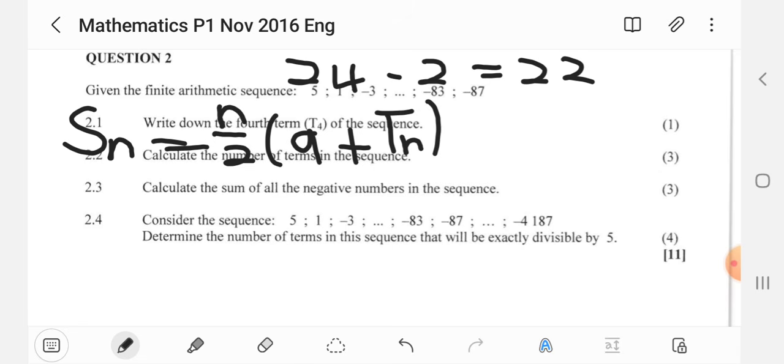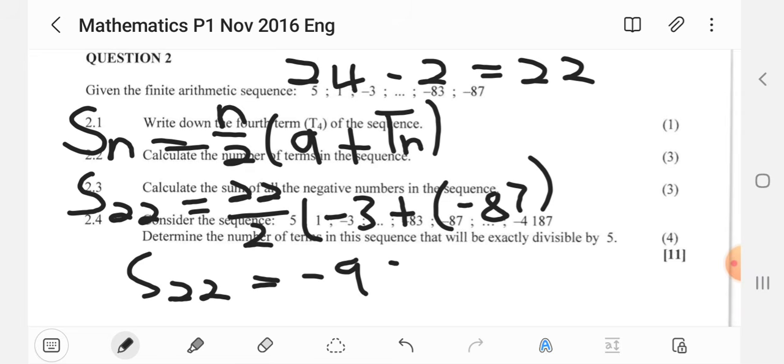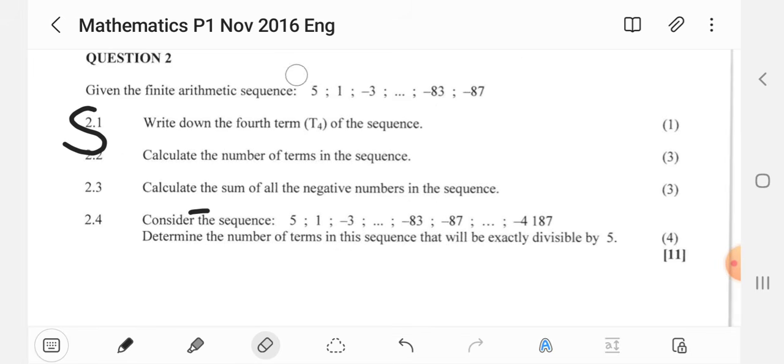So what we are going to do, we say S, the n, 22 numbers in the sequence, we have 22 over 2. The first number in the negative series is -3 plus the last number, negative 87. So S equals negative 990. So the sum of the negative numbers is negative 990.